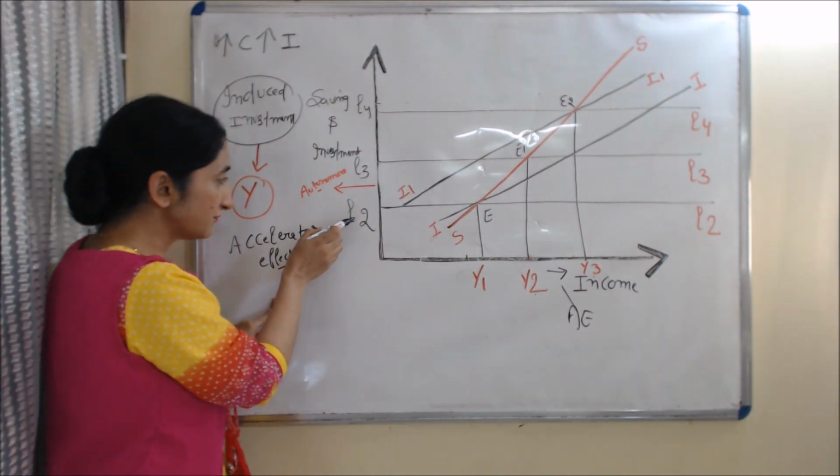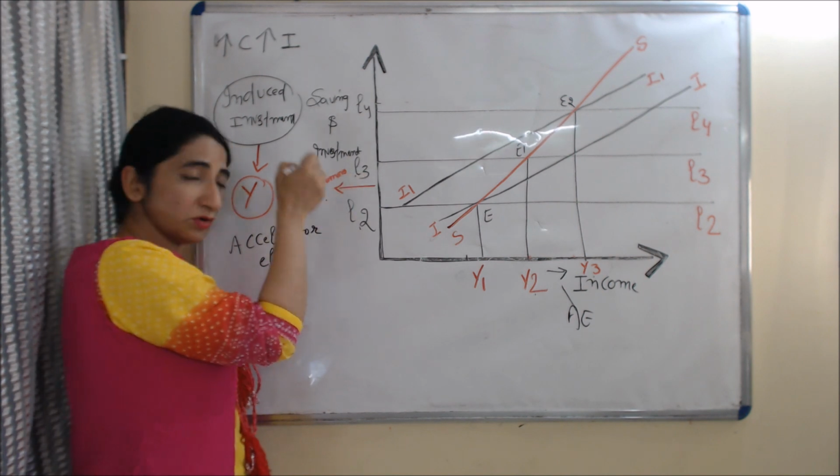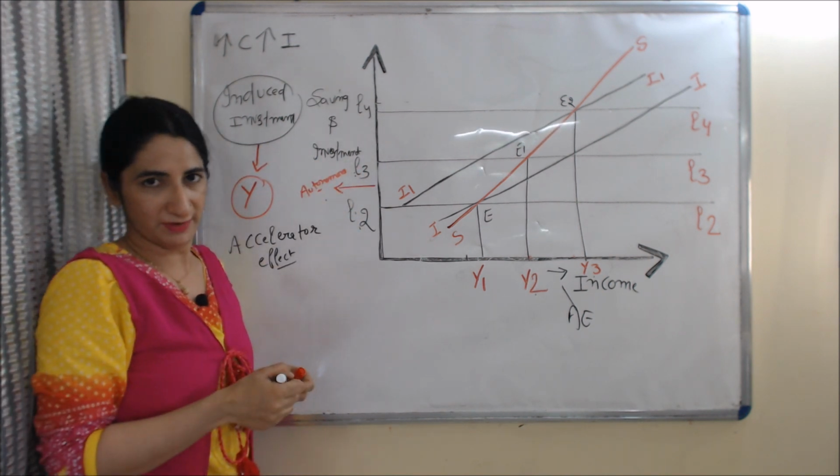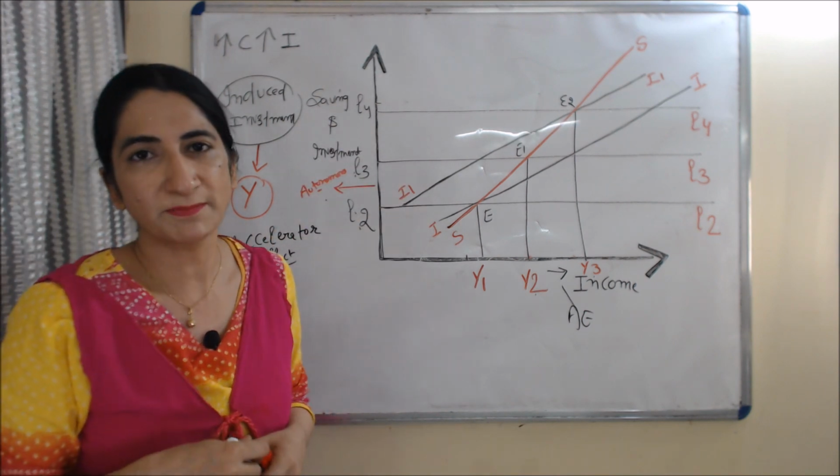And investment from L2 to L3 is autonomous investment. That's why this investment will create a multiplier effect. Okay, this is all about the principle of accelerator.